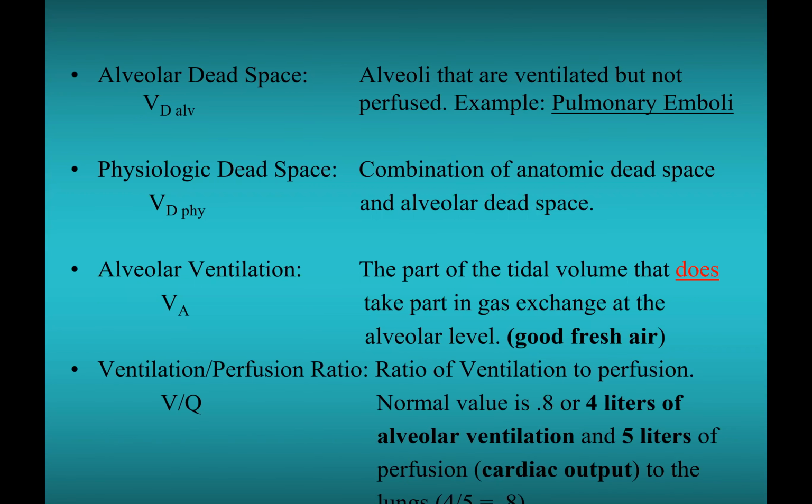Ventilation to perfusion ratio, abbreviated VQ, is the ratio of ventilation to perfusion. The normal value is 0.8, or 4 liters of alveolar ventilation and 5 liters of perfusion. We're referring to cardiac output perfusion to the lungs, so you take 4 liters divided by the cardiac output, and that gives you the 0.8, which is the normal value. That's how they come up with that number.